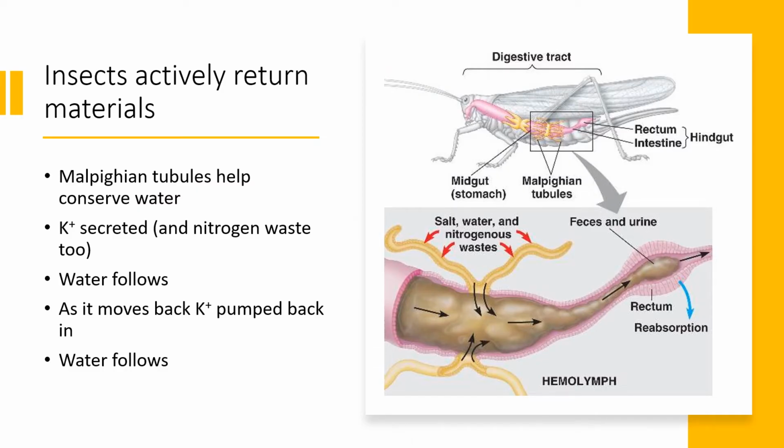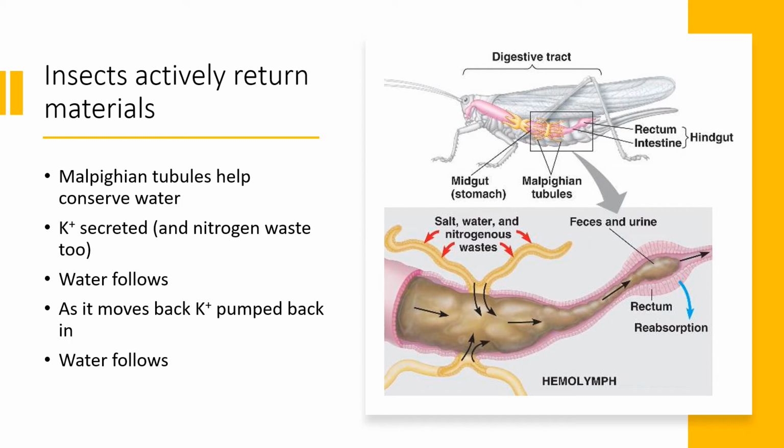A more complex example evolved in the arthropods, and here specifically in the insects, and these are called Malpighian tubules. Malpighian tubules are really, really important because they help conserve water in insects, which is a really important component of being a terrestrial animal. The vast majority of insects are terrestrial. In the Malpighian tubules, they secrete huge amounts of potassium into the tubules. As a result, because the osmolarity of that area changes, water will follow. So it will pass into those tubules to follow these high concentrations of potassium.